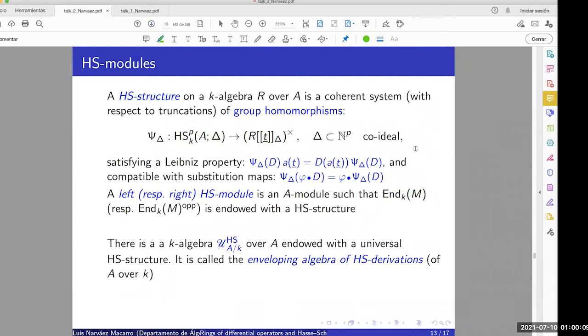It is possible to define what is an enveloping algebra in this context. And there exists such an enveloping algebra. And with such an enveloping algebra, what happens is that left or right Hasse-Schmidt modules become left or right modules over this enveloping algebra, okay? In the same way that things happen with Lie-Rinehart algebras.